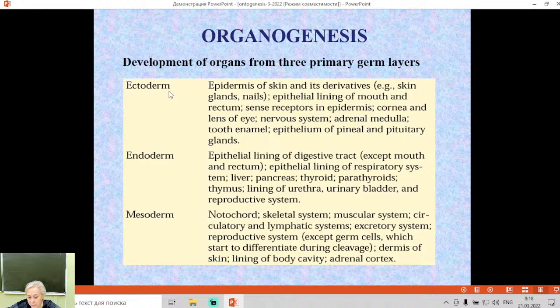For example, ectoderm will give rise to epidermis of skin and its derivatives, for example, skin glands, nails, epithelial lining of mouth and rectum, sense receptors in epidermis, cornea and lens of eye, nervous system, adrenal medulla, tooth enamel, epithelium of pineal and pituitary glands.